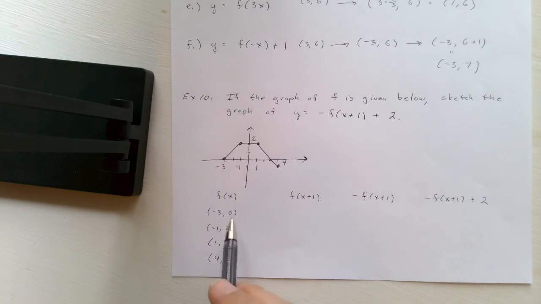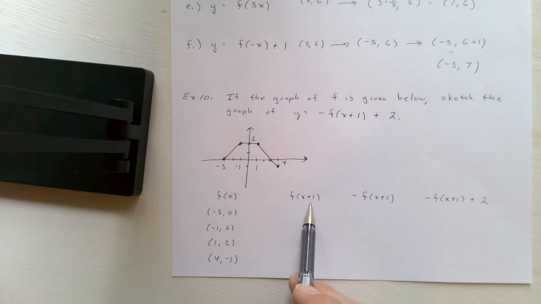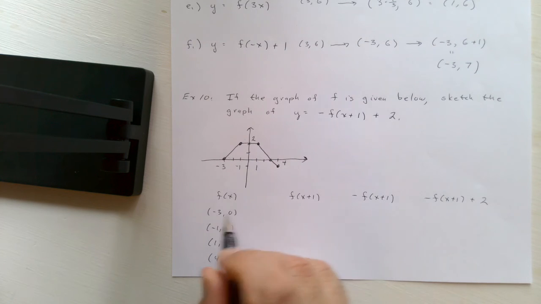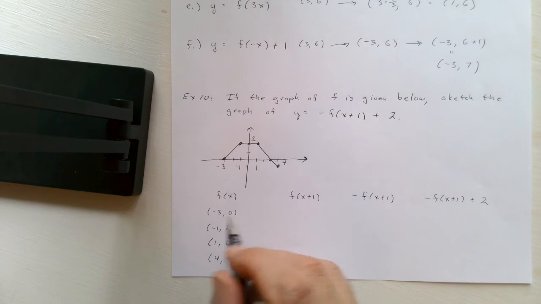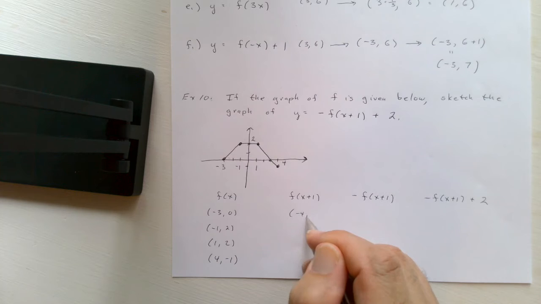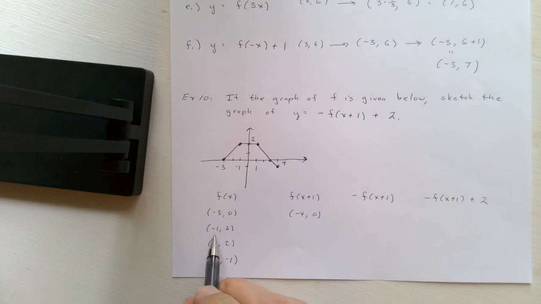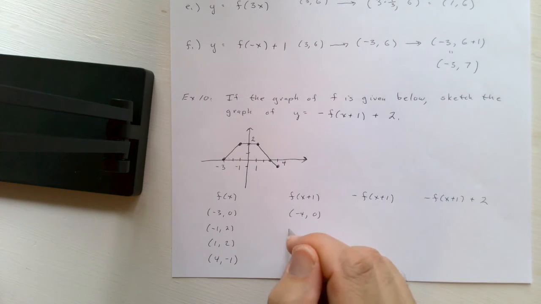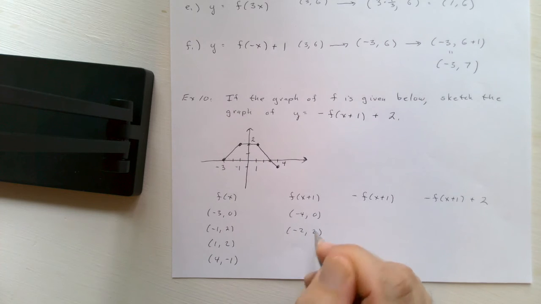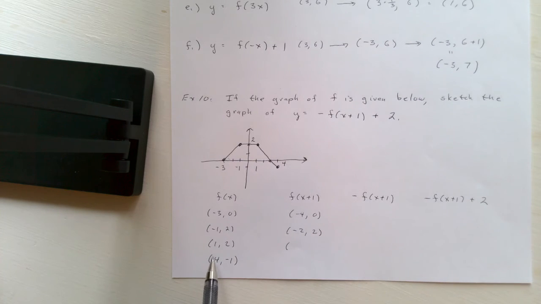And then we just want to see where these points go under these 3 transformations. Okay, so x is replaced with x plus 1. That's going to be a shift left 1 unit. So negative 3 minus 1 is negative 4. So this is (-4, 0). This is negative 1 minus 1 is negative 2. 1 minus 1 is 0. 4 minus 1 is 3.